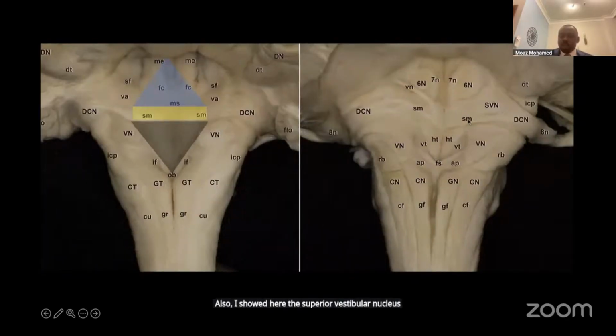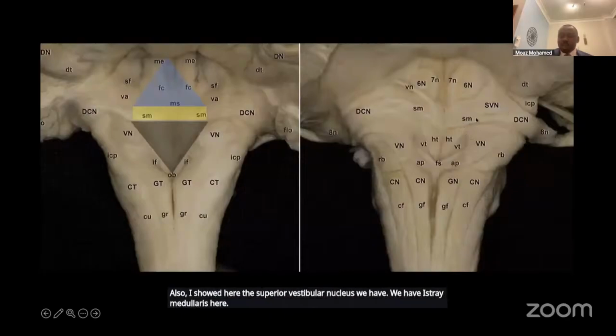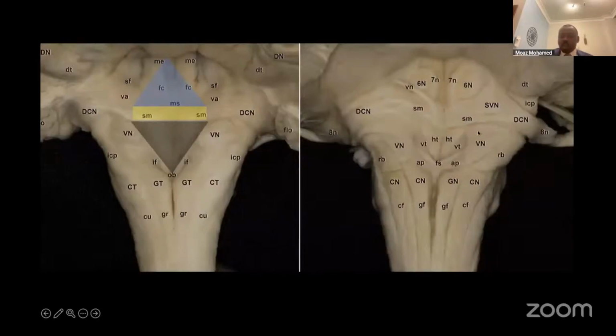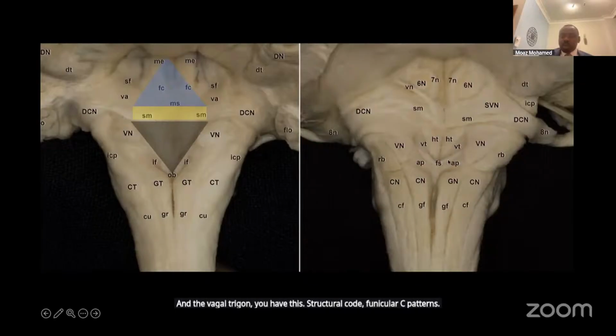We have the stria medullaris here. At the medulla, we have the hypoglossal triangle here. Just lateral to it, we have the vagus triangle. And this gray area is the area postrema. Just between the area postrema and the vagal trigone, we have a structure we call the funiculus separans. It's like a cord structure separating the vagal trigone from the area postrema.